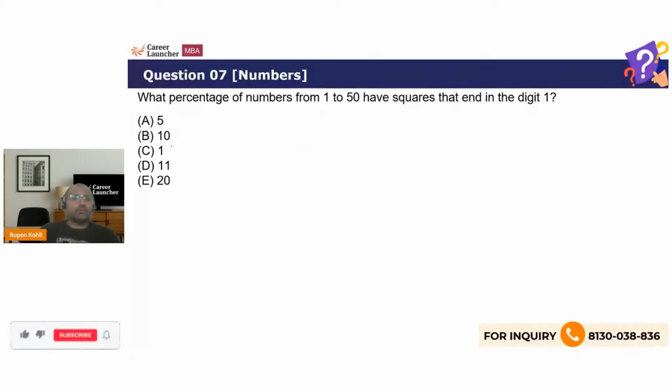Okay, very interesting question here on numbers. Something to do with the last digit. What percentage of numbers from 1 to 50 have squares that end in the digit 1?